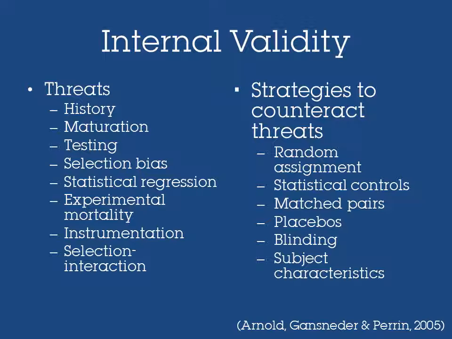There are several threats to internal validity. This includes history, maturation, testing, selection bias, regression, experimental mortality, instrumentation, and selection interaction. You'll talk about this in statistics class, so I don't want to go over it too much, but we do have strategies in terms of research design where we can counteract these threats, including randomization, different statistical controls, using matched pairs, blinding, placebos, and categorizing participants into different categories.